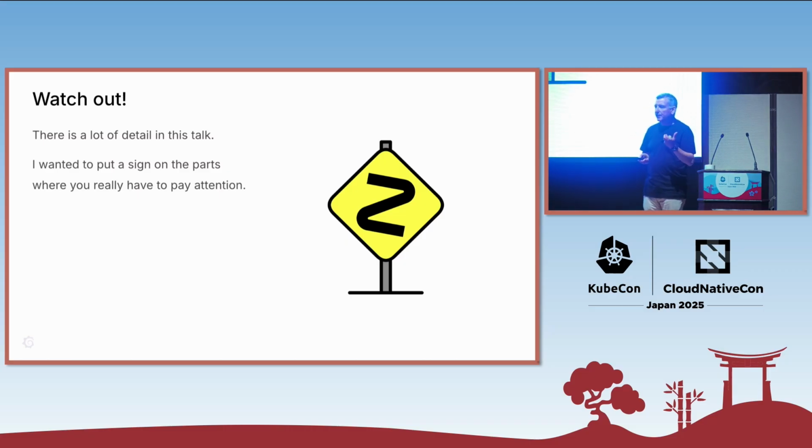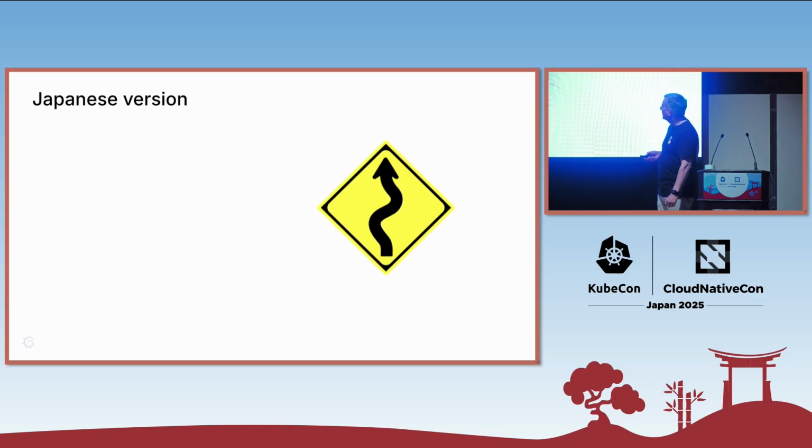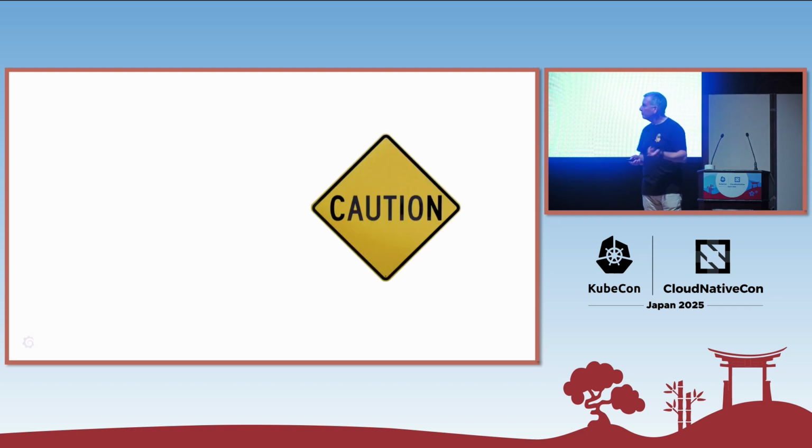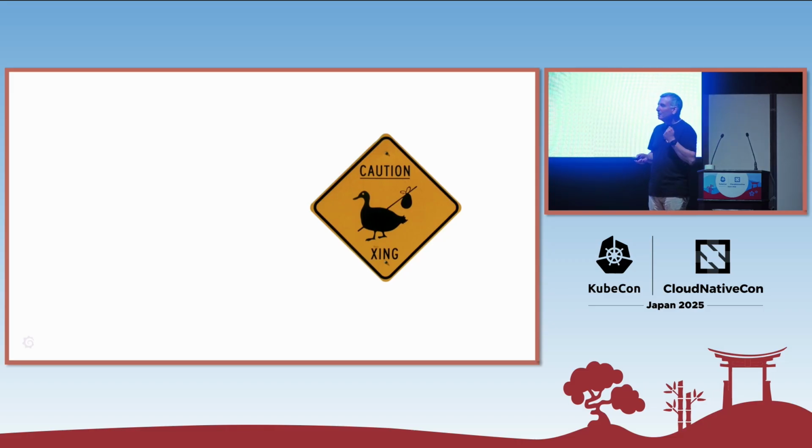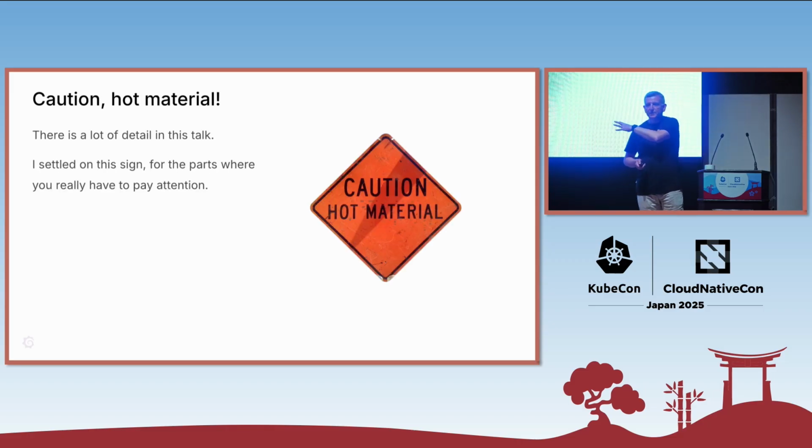I wanted to have a sign. Some people use this kind of thing, like this is where you have to pay attention. And apparently this is the official Japanese version of that sign. I thought maybe this one's better, or this one. But I settled on this one. So this is the sign for the things you should remember. This is a very detailed talk, so if you see this sign, remember. The slides are on Shed. You can download them. There's lots of links and things.